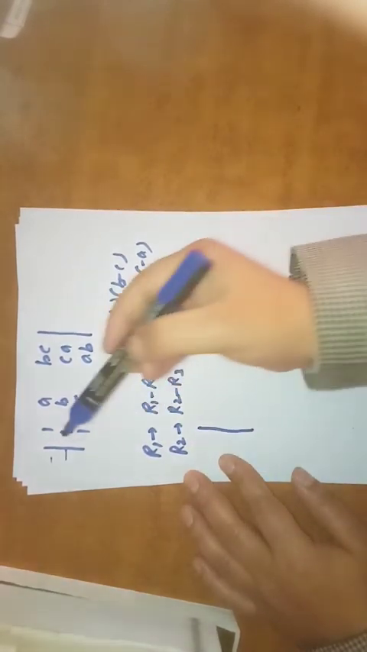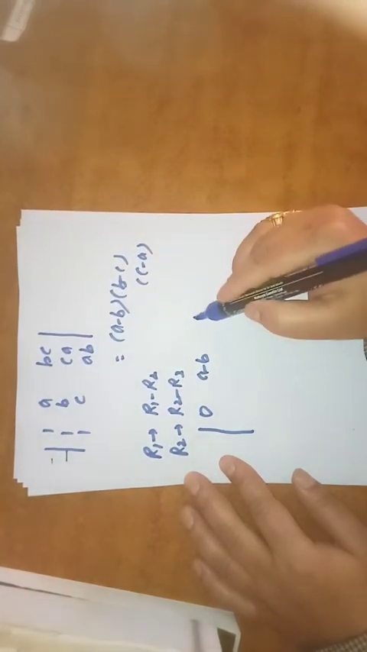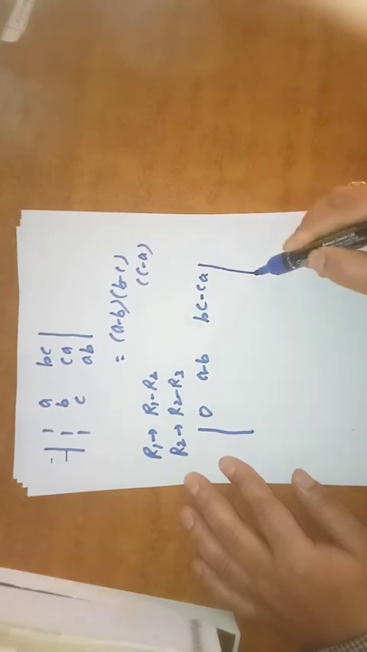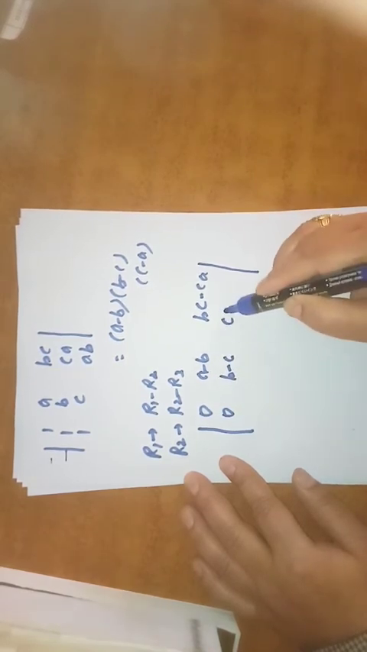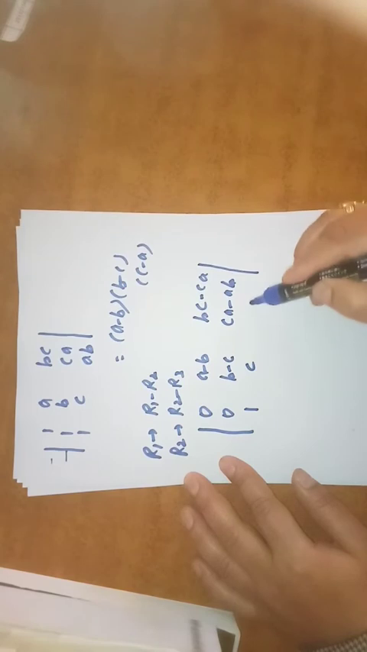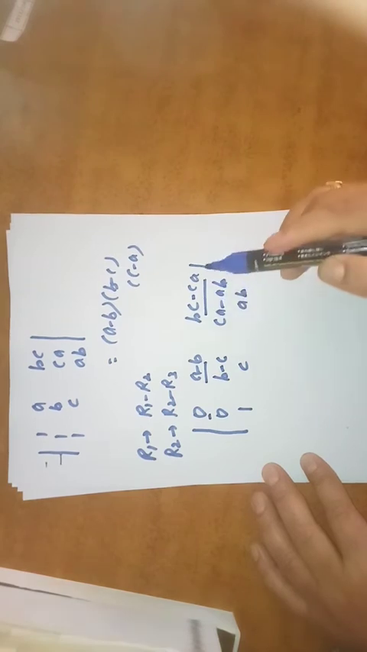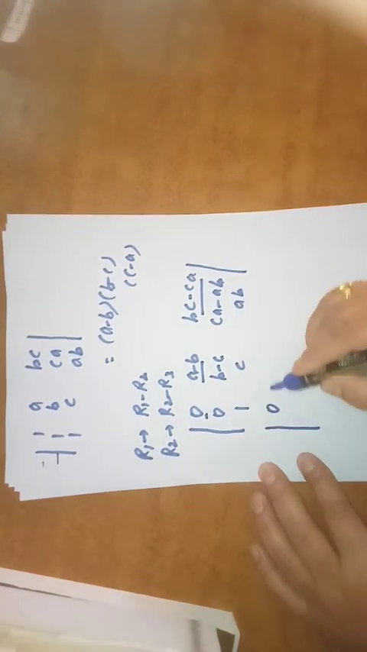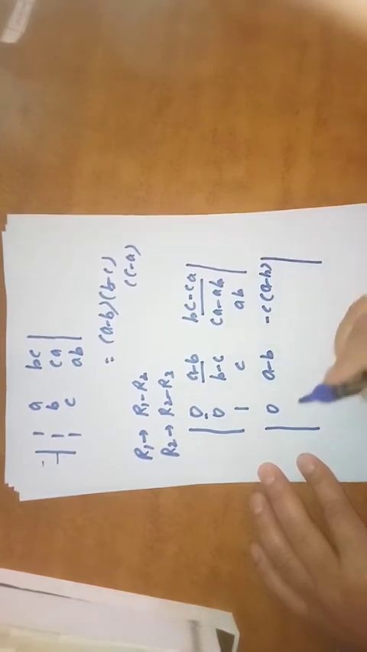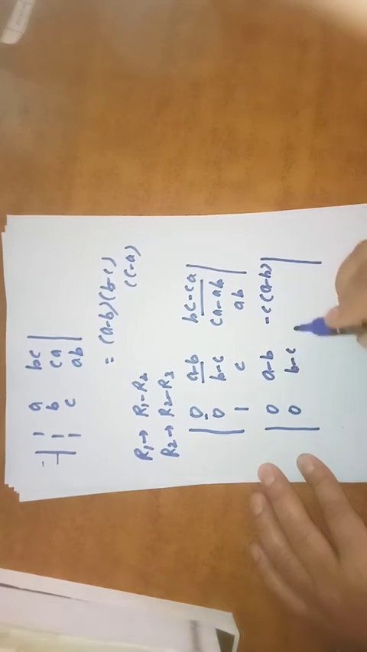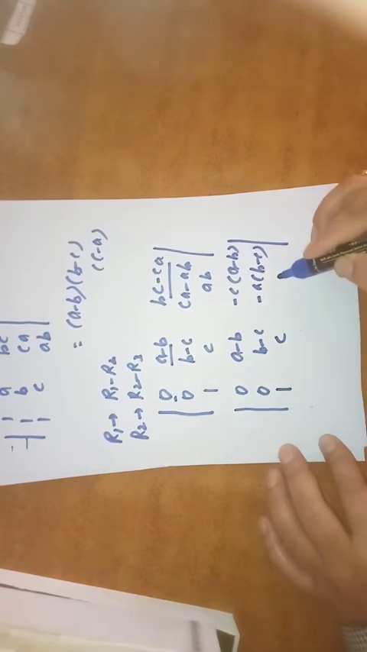R1 changes to R1 minus R2: 1 minus 1 is 0, it's a minus b, and here bc minus ca comes, b into c minus c into a. For the other one, R2 minus R3: 1 minus 1 is 0, b minus c, ca minus ab. So 1, c, ab. R3 will remain unchanged. Now from the first column, it's a minus b. This bc minus ca can be written as 0, a minus b, with minus c common, it becomes a minus b. Then 0, b minus c, with minus a common, it becomes b minus c. The third row remains unchanged, 1, c, ab.